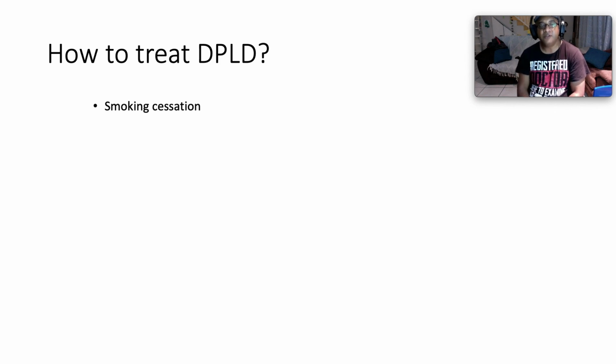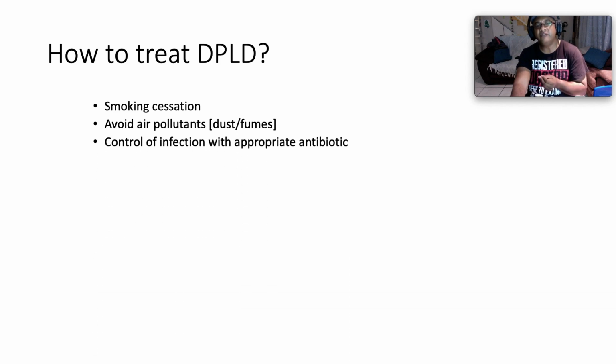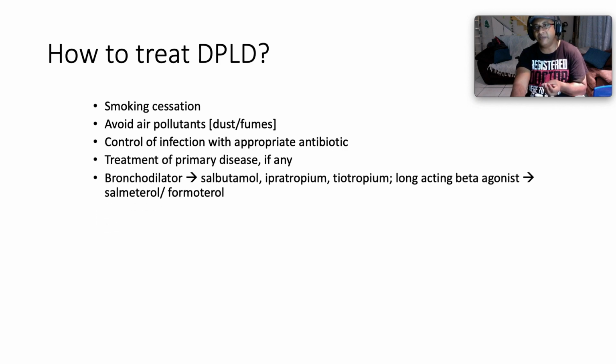Guys, principles of management of diffuse parenchymal lung disease. First up, smoking cessation. That applies to everybody. Avoid air pollutants like dust and fumes. Control infection with appropriate antibiotics. Treat the primary disease if there's any primary disease. If there's a rheumatological issue especially, you address that.